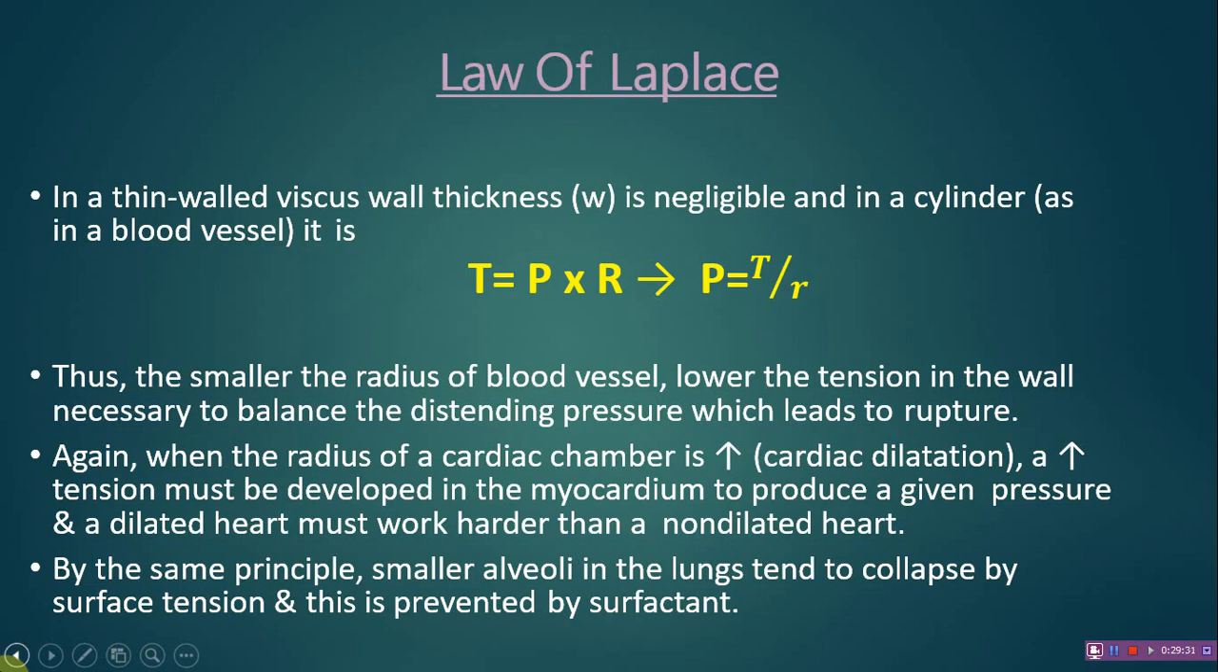By the same principle, smaller alveoli in the lungs tend to collapse by the surface tension, which is prevented by the surfactant. So this is all about the hemodynamics in brief.